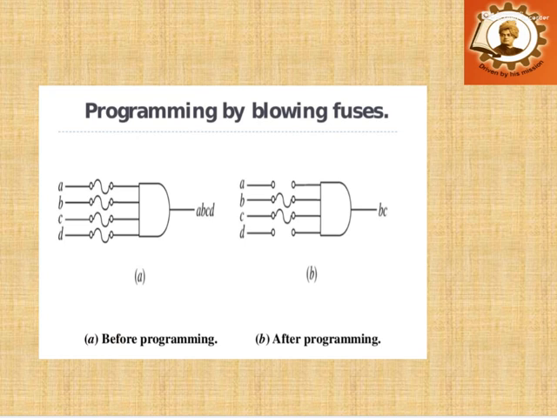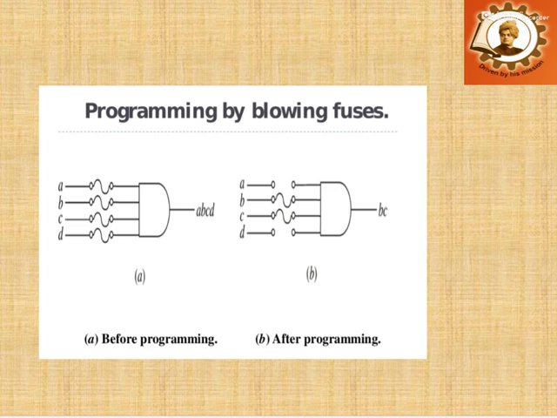This symbol shows how the inputs A, B, C, D are connected to the AND gate. If all the fuses are connected, then at the output you get ABCD. Suppose you want to get only B and C, then B and C will be connected through the fuse and A and D are disconnected, so only B and C will be at this output.